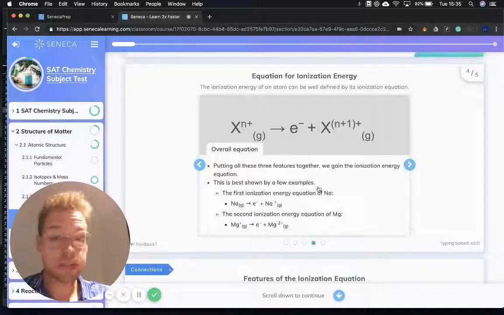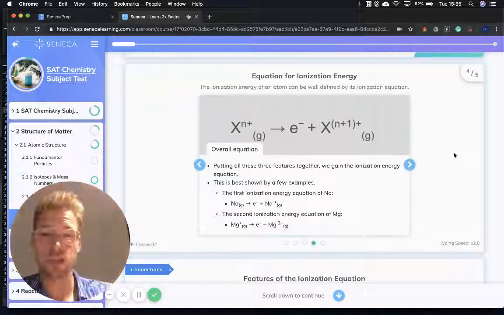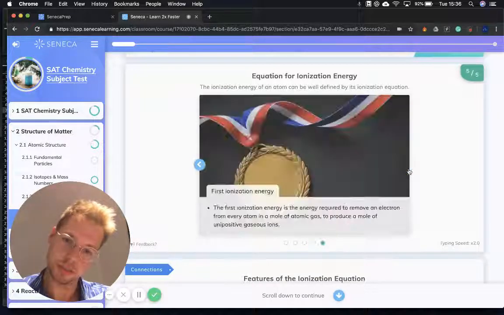And then that Na+ has to be gaseous as well. So let's give another example. The second ionization energy of magnesium would be Mg+(g) goes to an electron plus Mg2+(g), also gaseous. Boom. Easy as that. You're a pro now. You're welcome.